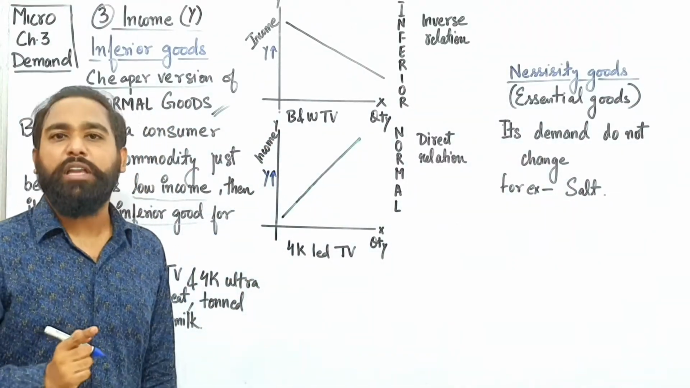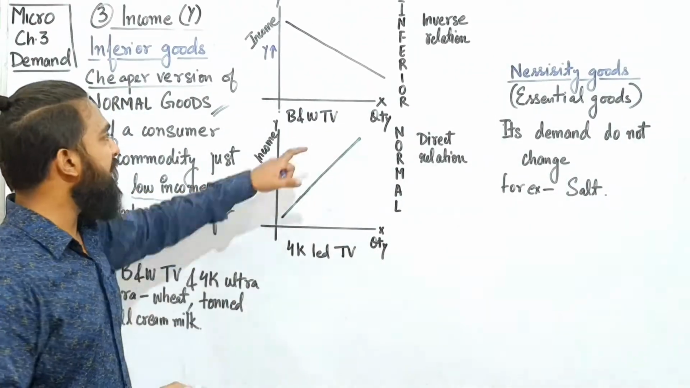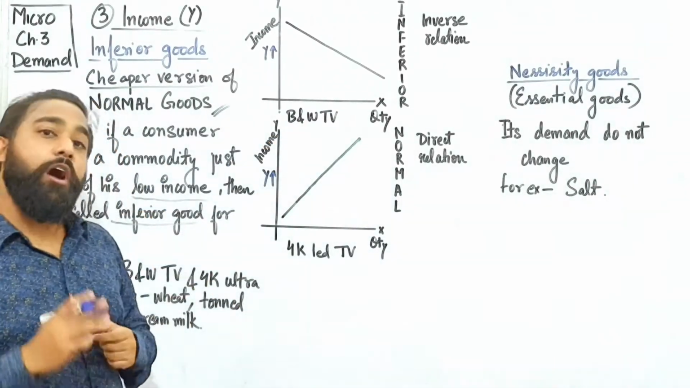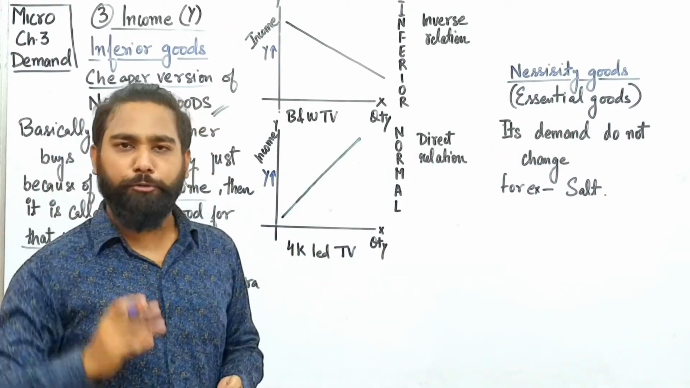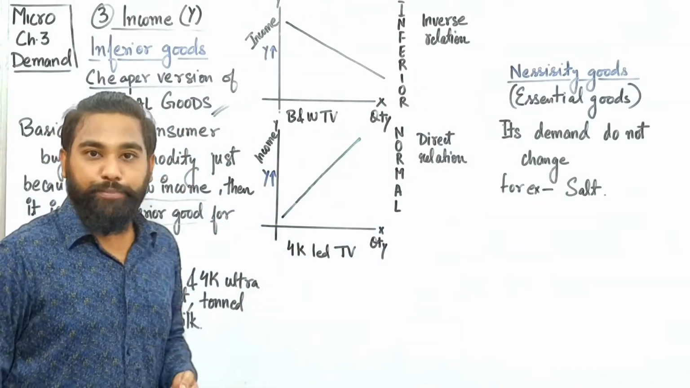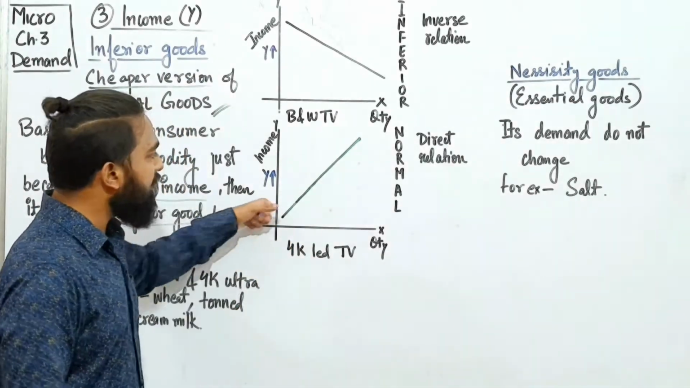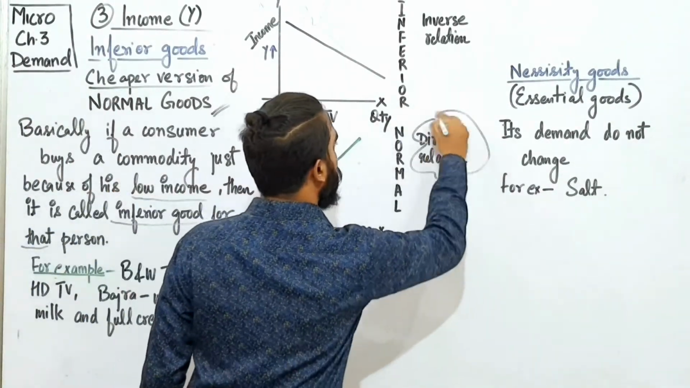If my income has increased, will I be able to buy a better version of my TV? Suppose I was having the black and white TV. Now I have a jackpot. I have a lottery. I have won 1 crore rupees. In that case, I will be buying a 4K LED TV. Right? So if income increases, there is a direct relationship. Fine.